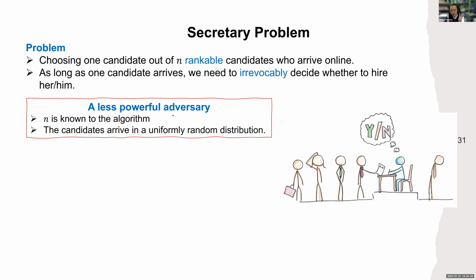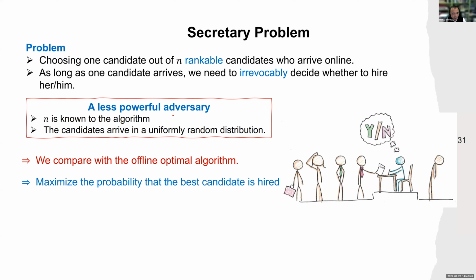Like if you have 3 candidates, then 1, 2, 3; 1, 3, 2; 2, 1, 3; 2, 3, 1; 3, 1, 2; 3, 2, 1. All of them are possible with equal probability. Okay, so now let's see the optimal offline algorithm. We try to compare. The optimal offline algorithm just checks all their performance and picks the best one. So you see, the optimal offline algorithm can always choose the best one with probability 1. No uncertainty. Okay, so we are trying to maximize the probability that we choose the best candidate.